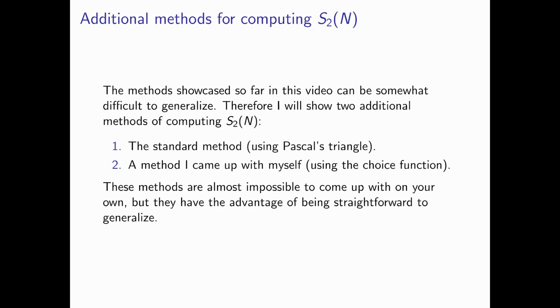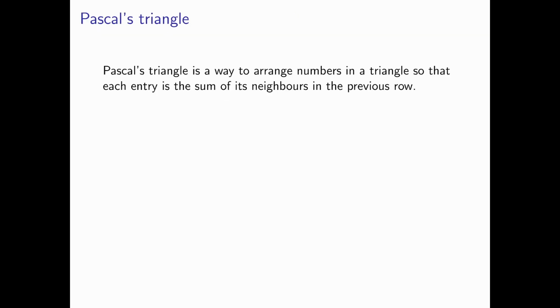So let's begin this section by talking about Pascal's triangle and give a very brief crash course on the topic. This is a way to arrange numbers in a triangle so that each entry is the sum of its neighbors in the previous row. So we get the following structure where we begin at the top of the pyramid with the number 1. And in the next row we have two copies of the number 1. This is because they both are the sum of their only neighbor in the previous row.